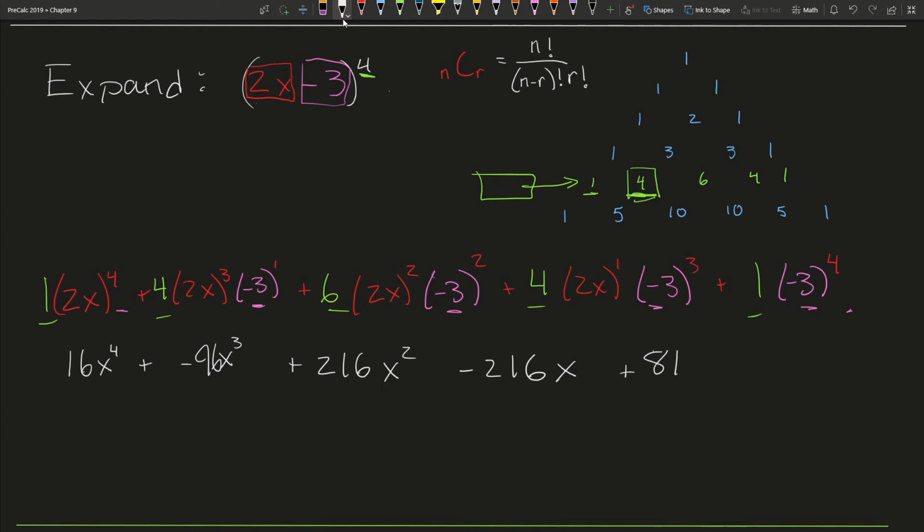And before we even get there, we can check each of these terms, right? The sum of the exponents should always be 4. And then the coefficient should follow this pattern. Okay, so again, I want to pause there for a second. Are there any questions over that?